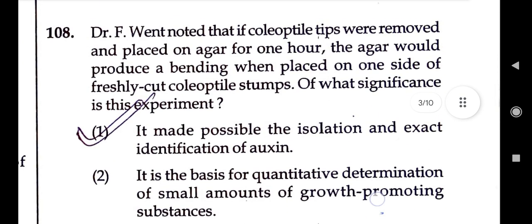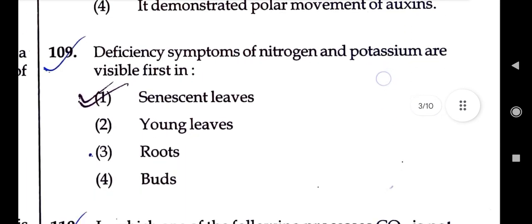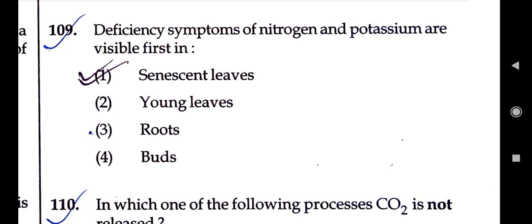Okay, students. So question number 109. Deficiency symptoms of nitrogen and potassium are visible first in. So at first, what are the deficiency symptoms of nitrogen and potassium that are visible? Okay, so option one is the correct option, senescent leaves. Option two, young leaves, is wrong. Option three, roots. Option four, floral buds. So options two, three and four are wrong. Option one is the correct option, that is senescent leaves.